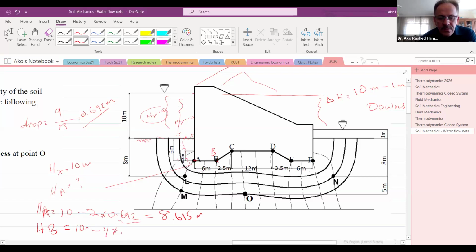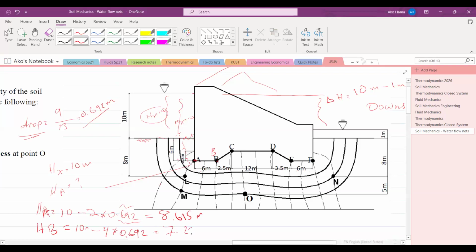Head drop is 0.692. So the pressure at B is 10 minus 4 times 0.692. 4 times 0.692 minus 10, it's equal to how much? 7 point.